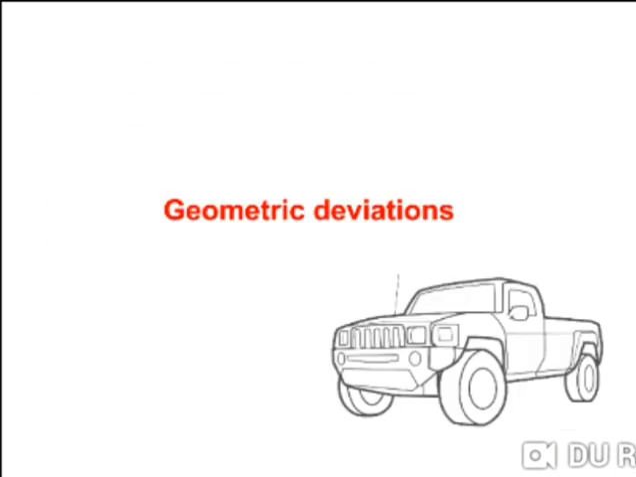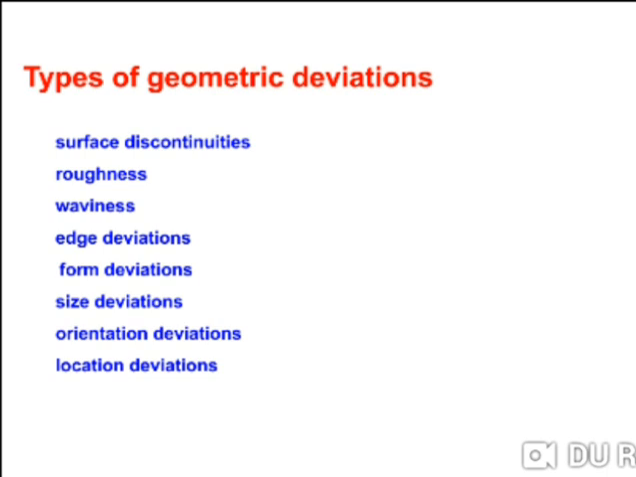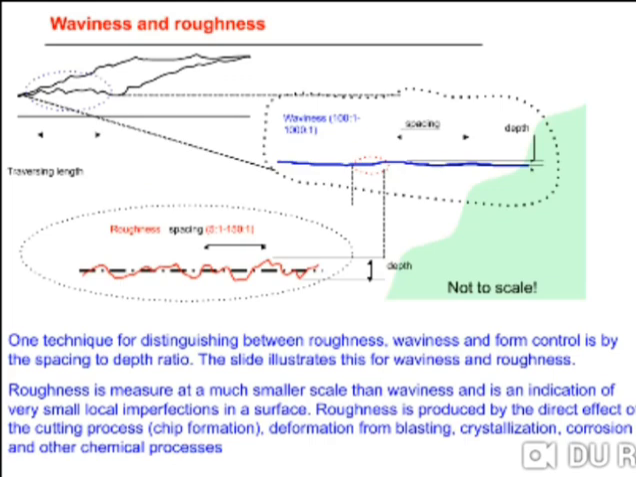Geometric deviations. Types of geometric deviations: surface discontinuities, roughness, waviness, edge deviations, form deviations, size deviations, orientation deviations, and local deviations. Waviness and roughness. One technique for distinguishing between roughness, waviness, and form control is by the spacing to depth ratio. The slide illustrates this for waviness and roughness.